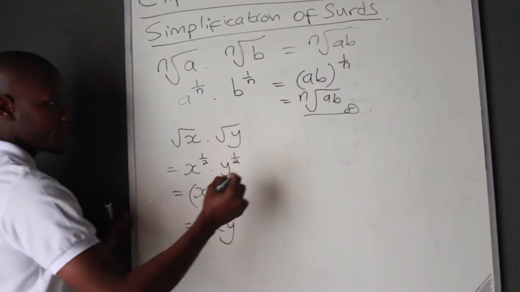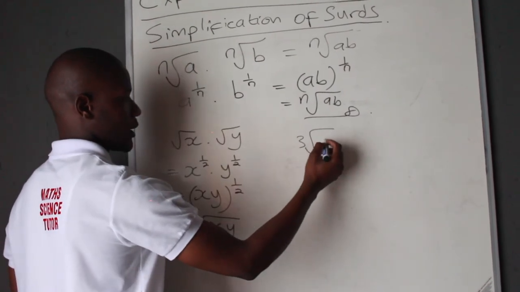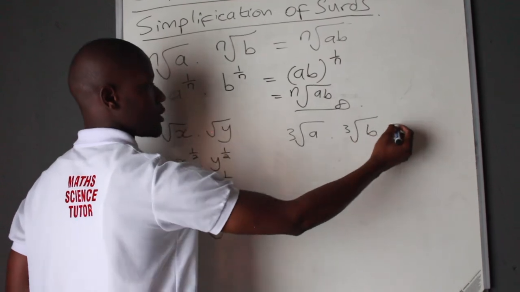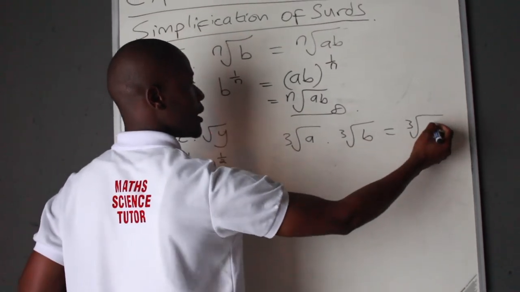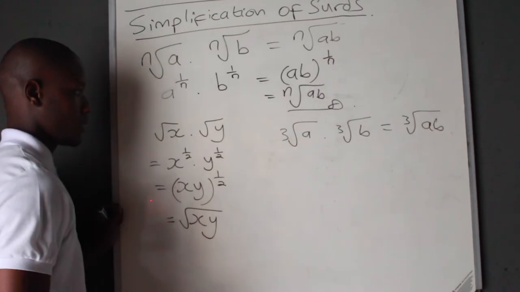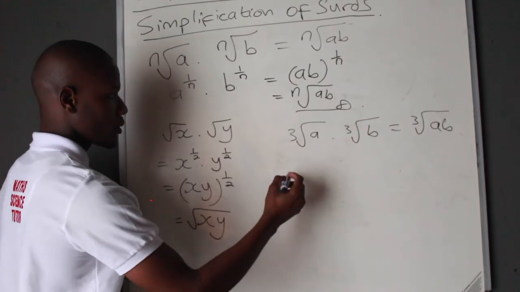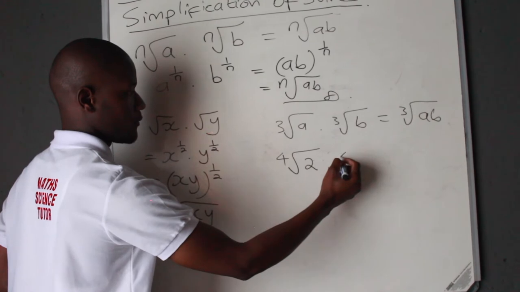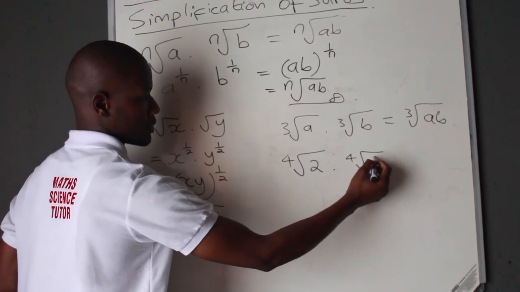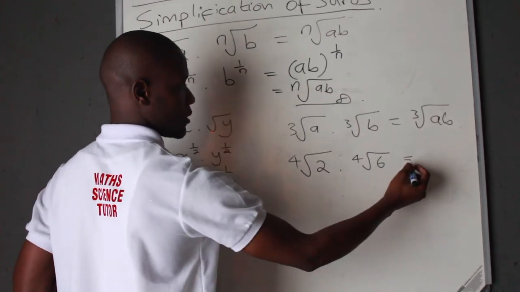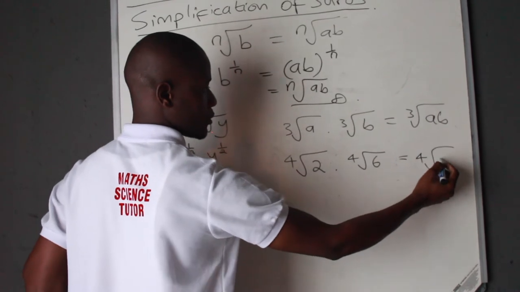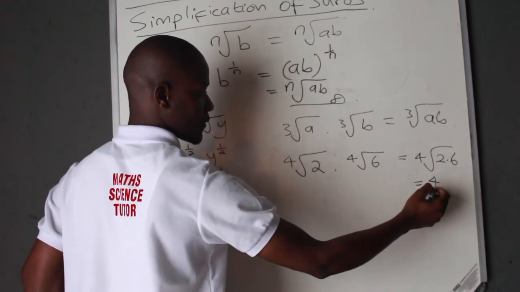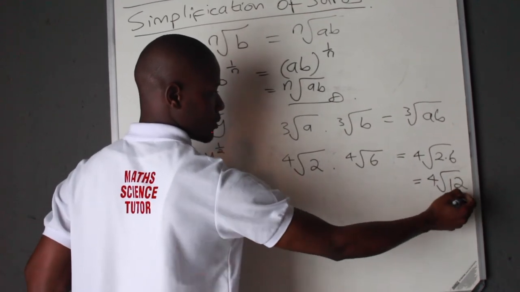So if we have the cube root of a multiplied by the cube root of b, it is going to be the cube root of ab. So the fourth root of 2 multiplied by the fourth root of 6 is going to be the fourth root of 2 times 6, and 2 times 6 is 12, therefore it's the fourth root of 12.